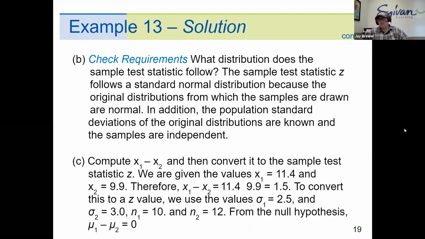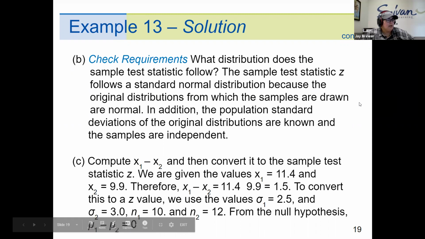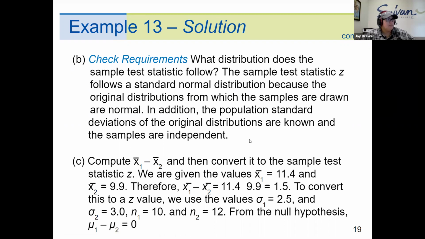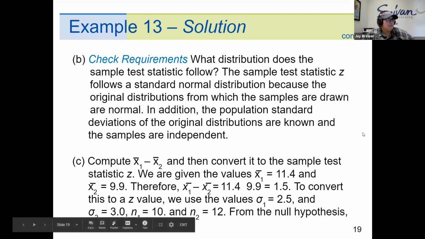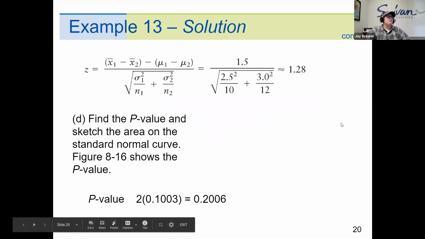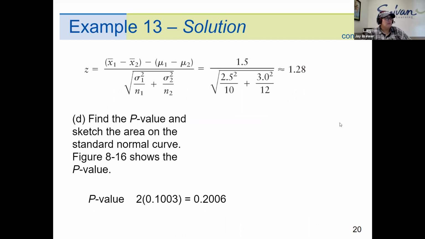You have to check your requirements. And then we're going to compute the differences. We are given the values. You should know them all from the other slide. Okay. So we plug everything in and we find a z-score of 1.28. So then we're going to find the p-value.